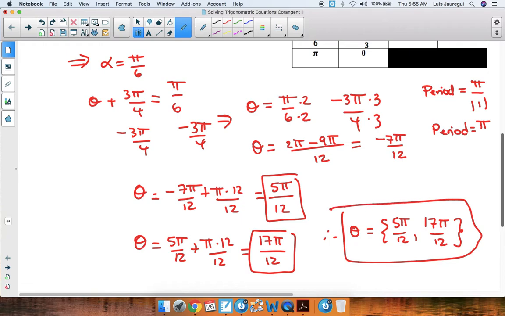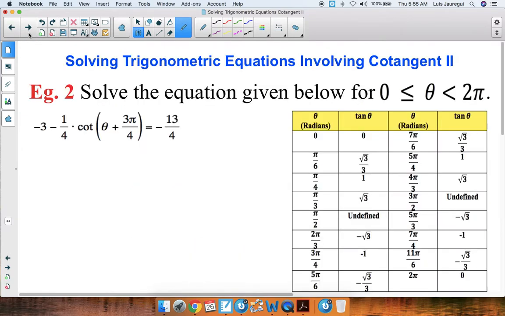Let's take a look at another example. Solve the equation given below for theta greater than or equal to 0 and less than 2 pi. So we have negative 3 minus a fourth of cotangent of theta plus 3 pi over 4 is equal to negative 13 over 4. So let's isolate the cotangent.